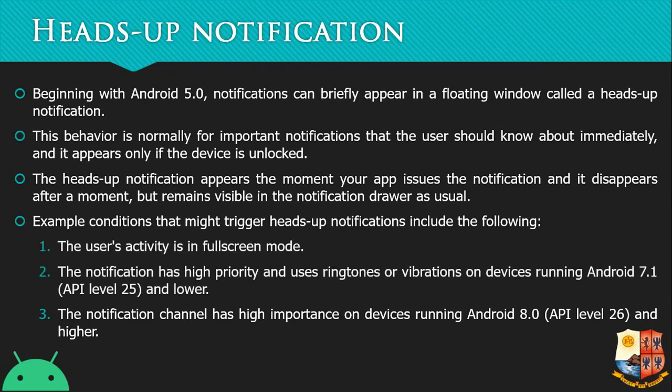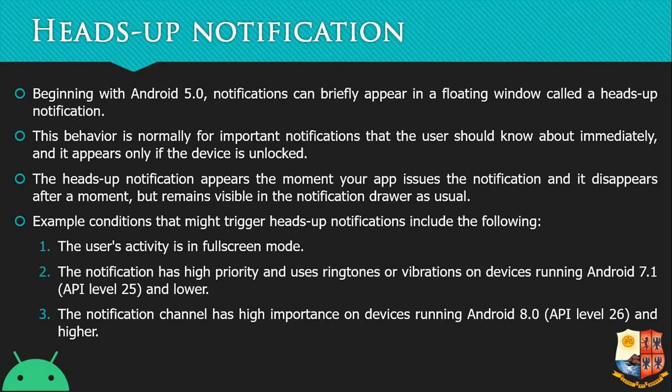I think the slide number changed. Example conditions. Number one, if your activity is in full screen mode, let's say for example you're playing a game, but an important notification has come, it'll just pop up for a minute on the top and then go off. It'll not stay there. It'll just come, say that an important message has come, and then it goes back. Another condition is that the notification has higher priority and uses ringtones or vibrations on devices lower than 7.1, which is API level 25 and lower.